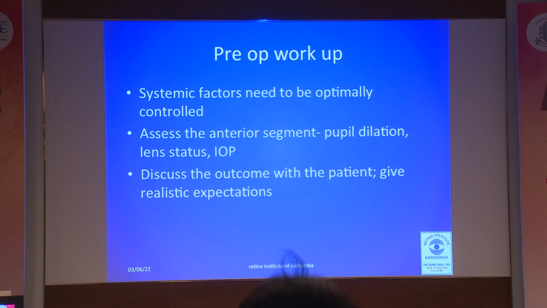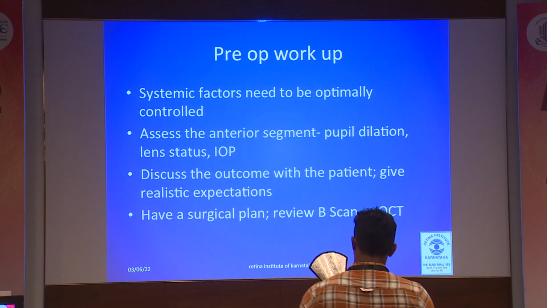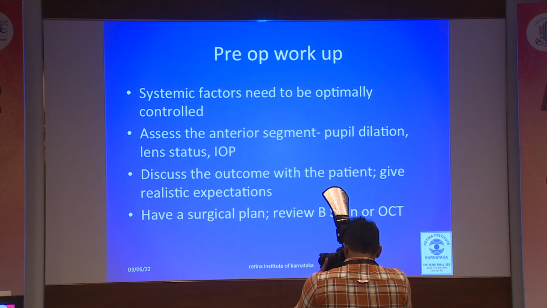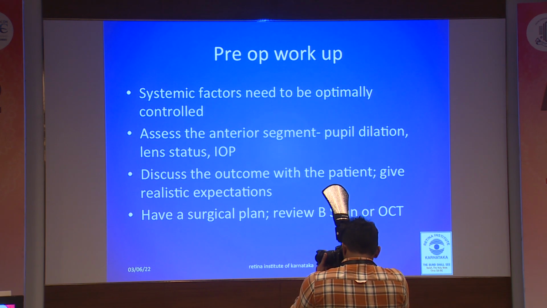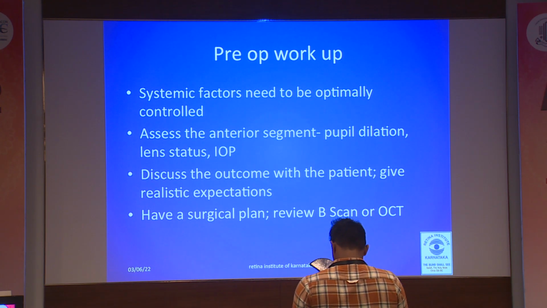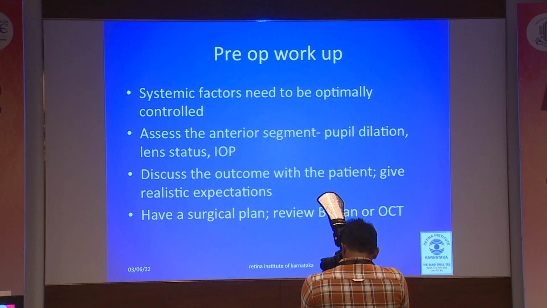Always discuss the outcome with the patient and give realistic expectations. This is very important to avoid an unhappy patient later on because the outcome was not what he expected. And always have a surgical plan and review the OCT and the B scan beforehand so that you can plan your surgery about the need for bimanual dissection, and the need for other procedures like PFCL, etc.